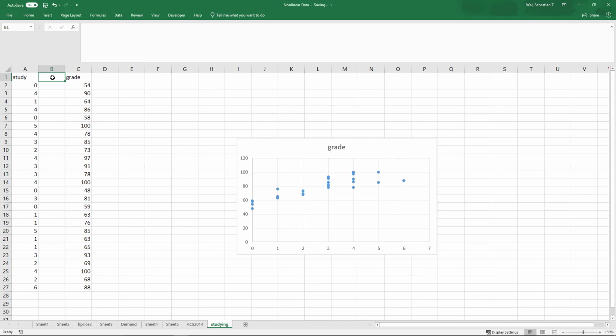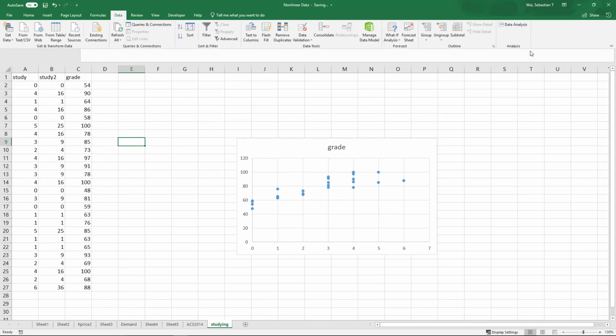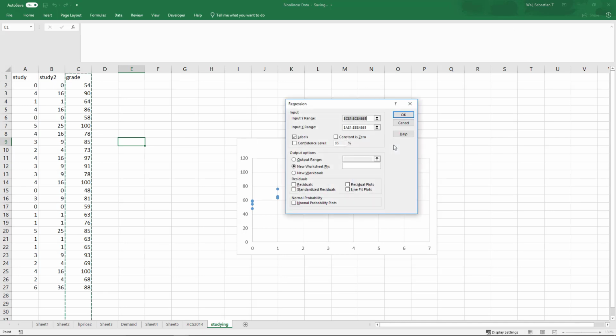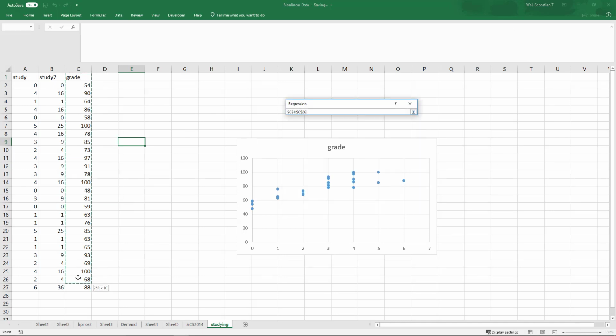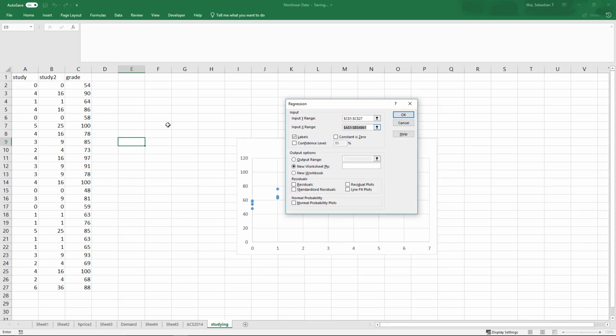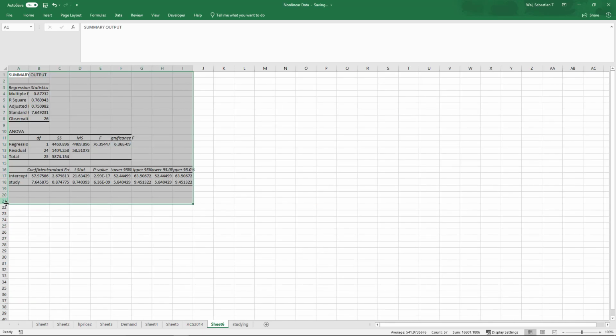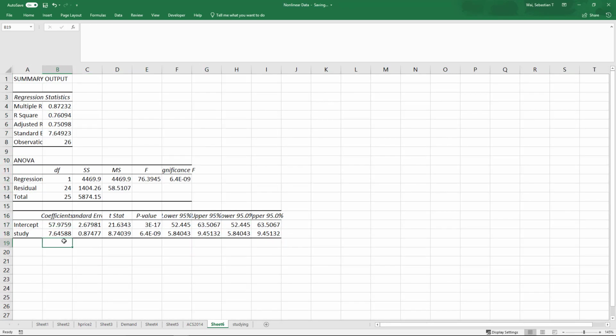First, I'm going to create a squared term for studying. I'm going to select this cell right here, square that, and then run this formula down. We'll run a regression, first, of the linear model, so I'm going to select grade as the y and as the x, just the original study variable. We can see that for every hour of studying, we predict about 7.6 points gained.